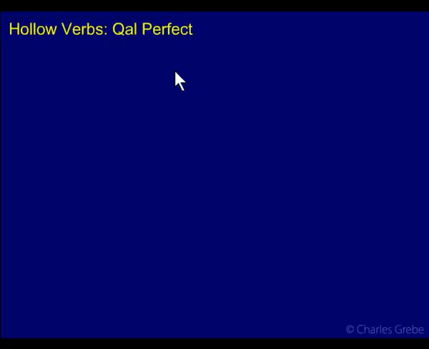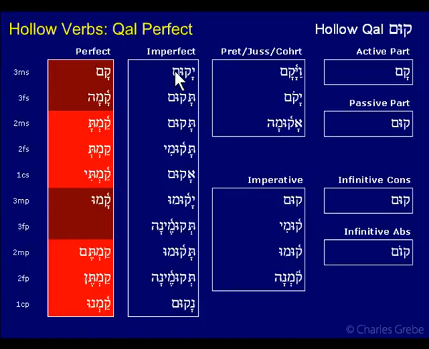Hollow verbs, Qal perfect. Okay, let's look at the Qal perfect. This will be a short module. It's really only one thing I want to say. And just looking at this, you can see what it is, right? I've highlighted these. And if you've been tracking with my other modules, you know, this is just my own way of calling things, but I call this the second person switch.